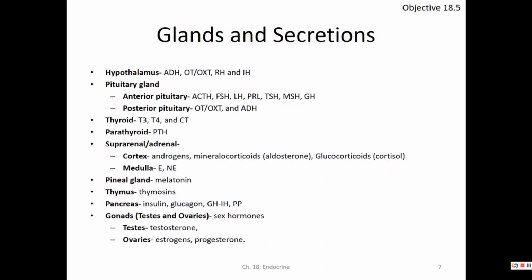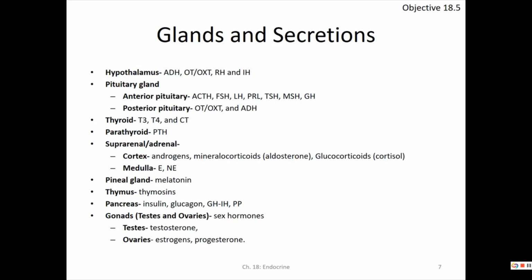Now, we're going to see. First off, I'm going to give you abbreviations. Later on, I will do some of the big terms, and we'll look at them. Right now, I will give you the full term, but we're going to start with the hypothalamus making ADH, OT or OXT, RH, and IH.